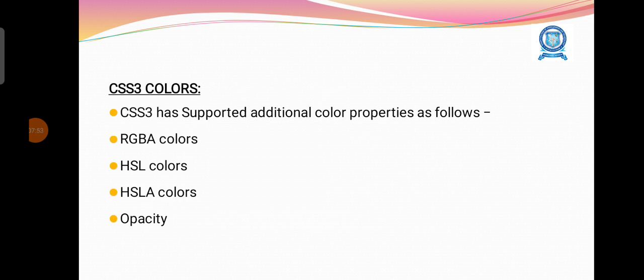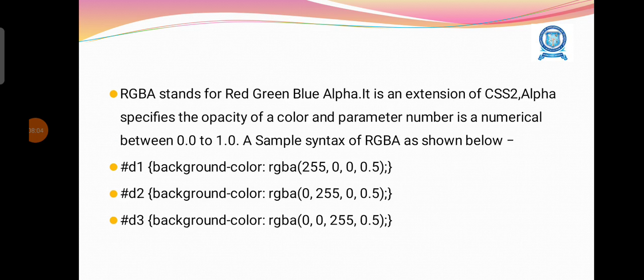And similarly, another important feature of CSS3 is colors. CSS3 supports additional color properties like RGBA colors, HSL colors, HSLA colors, and opacity. RGBA means there are 4 parameters associated with RGBA: red, green, blue, alpha. We have to give the value for these 4 parameters. Accordingly, our background color will be changed.